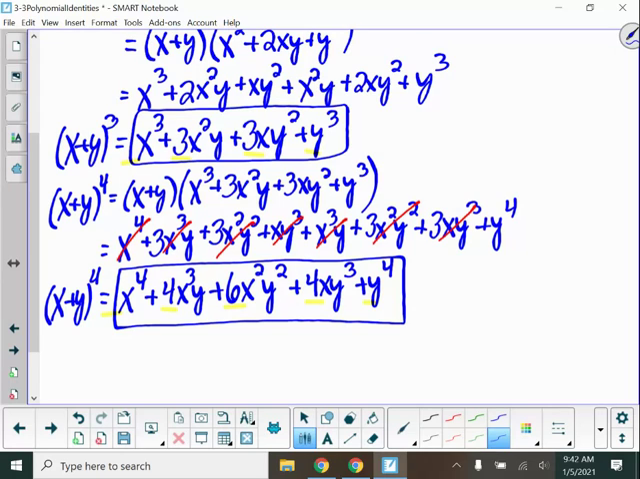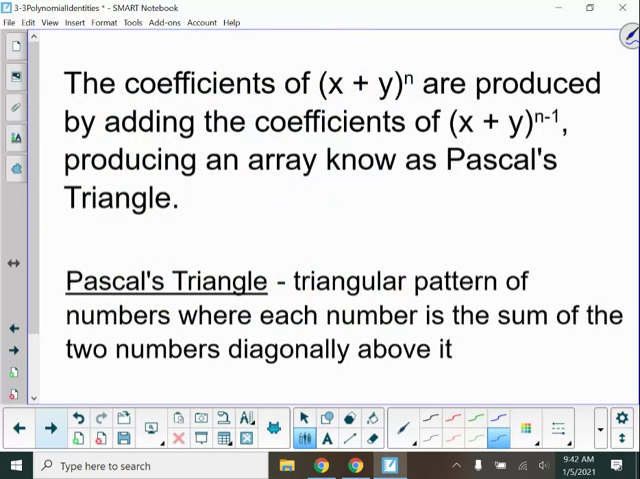Now, these ones are a little bit easier because your x's and y's have coefficients of 1. So you don't have to worry as much about what those other numbers are, and I'll show you a little bit later on how to do the expansion whenever your numbers are not 1s there. So again, anytime you have (x + y) to the n power, you're going to look at the array known as Pascal's triangle. And again, that's your triangular pattern of numbers, where each number is the sum of the two numbers diagonally above it.